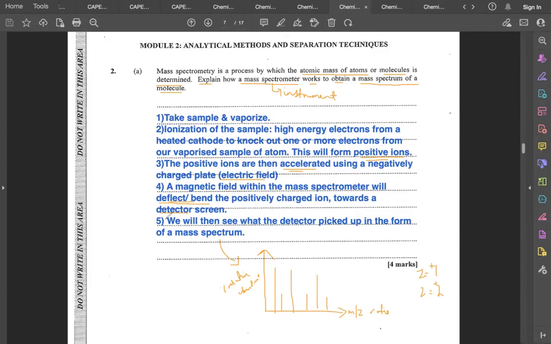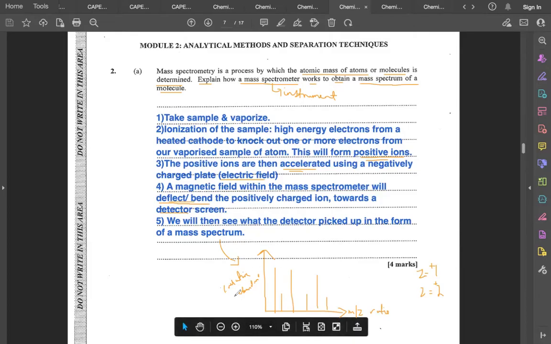And then now, finally, after we deflect or bend the positively charged ion to the detector screen, we will then see what that detector was able to pick up, in the form of a mass spectrum. And the mass spectrum looks like this: percentage relative abundance versus m/z ratio.